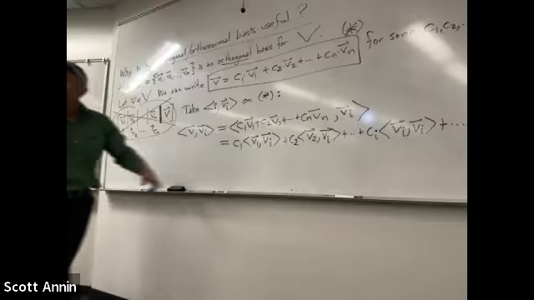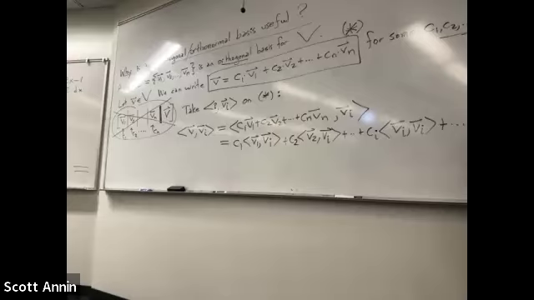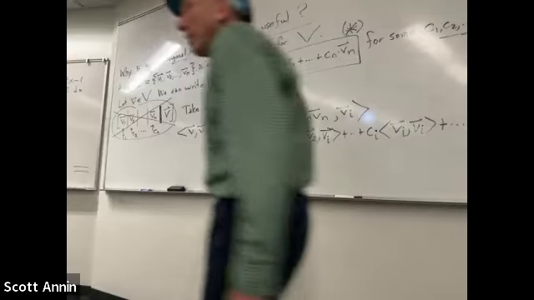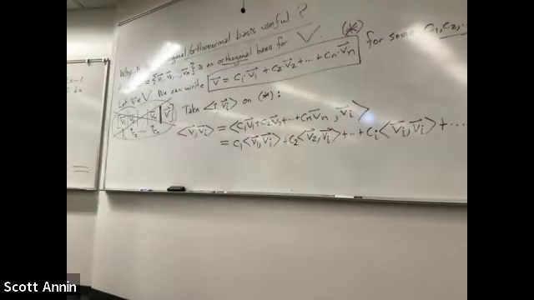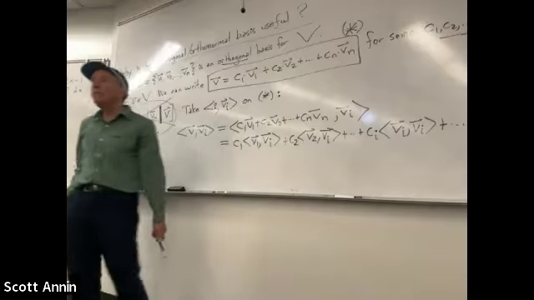Again, what am I trying to do? I'm currently trying to figure out what those constants are. That's what we're going to end up with as an answer here. Can somebody tell me what is the inner product of V1 with Vi?